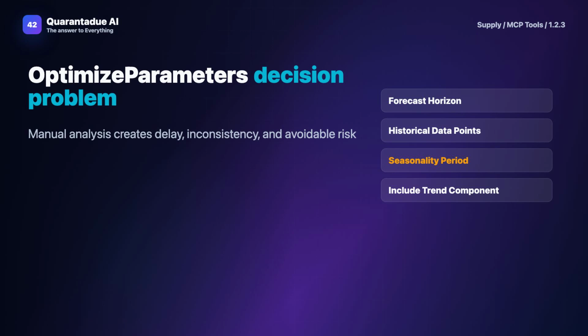This disconnect means that forecasts look good on paper but don't hold up in reality, causing ripple effects across the entire supply chain from procurement to logistics to customer satisfaction.